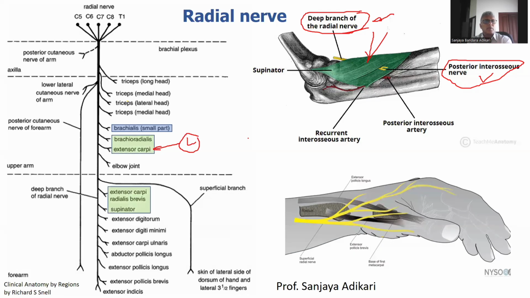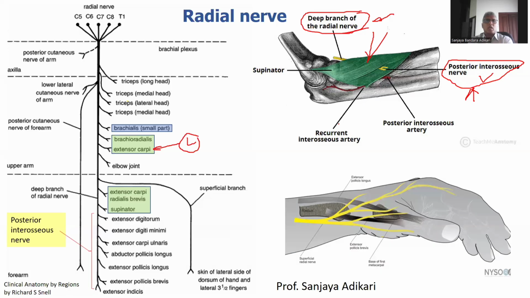Okay. So this is the point I mentioned actually. It comes later. So then this posterior interosseous nerve supplies all the extensor muscles except these few muscles that were supplied earlier. So extensor digitorum, extensor digiti minimi, abductor pollicis longus, extensor pollicis longus, and brevis. All these muscles are supplied by the posterior interosseous nerve.